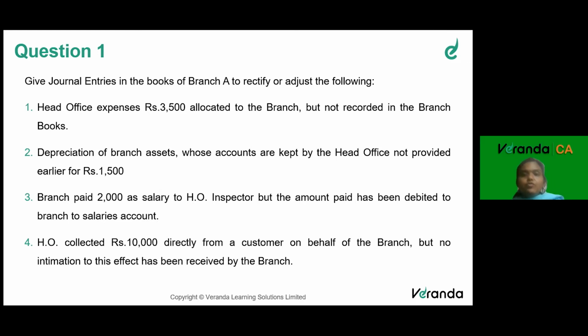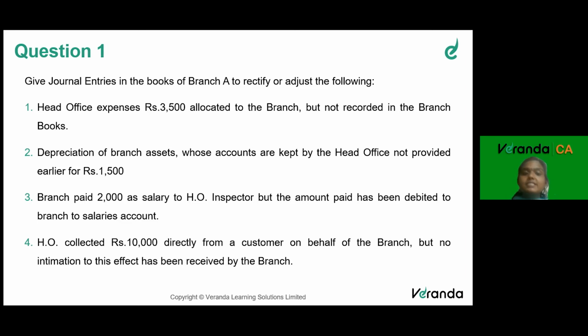So we are passing these entries in the books of branch A, for whom the amount has been given. If it's an expense, I need to debit the nominal account. So debit the expenses account, and credit directly the head office account: to head office account 3,500. Instead of saying to cash or to bank, we say to head office, as it is sponsored or given by head office. Very good.